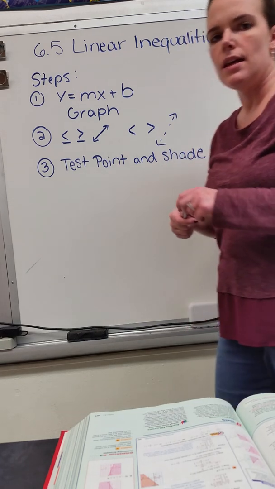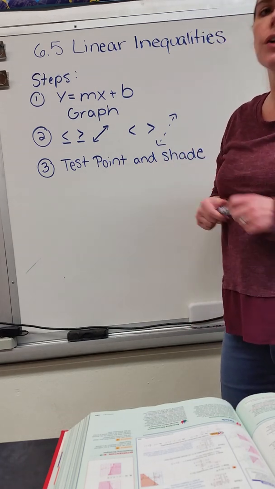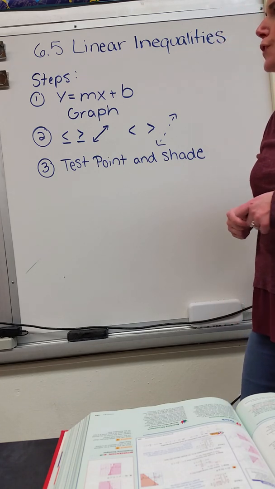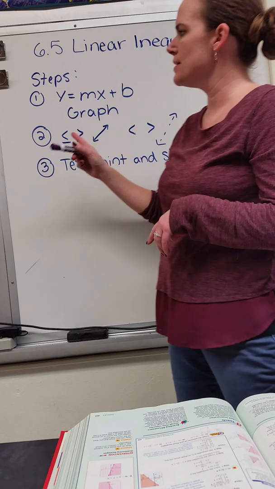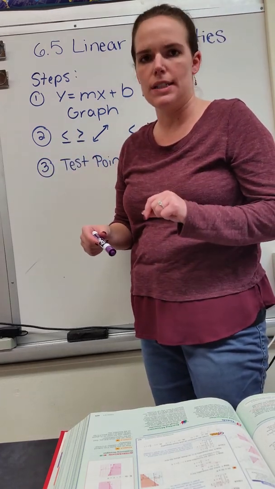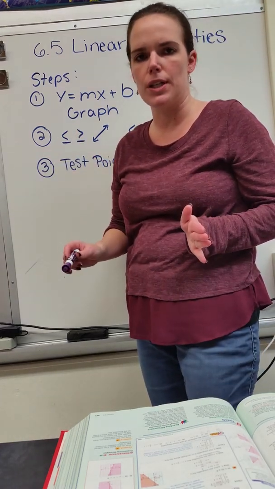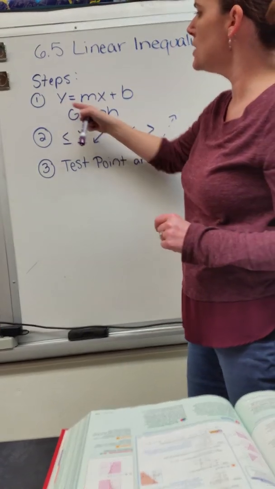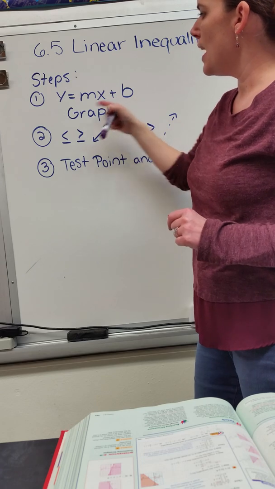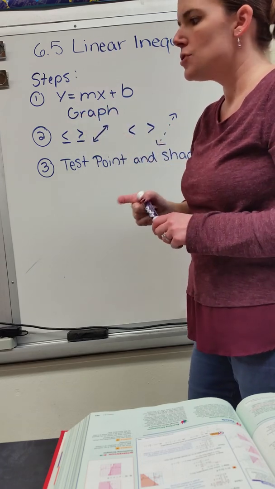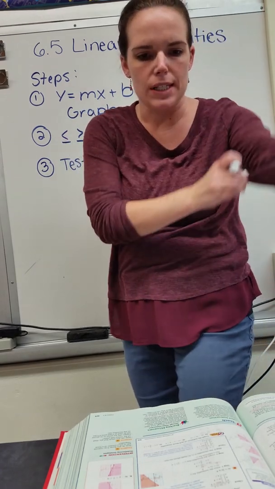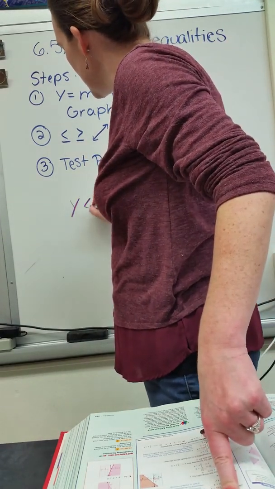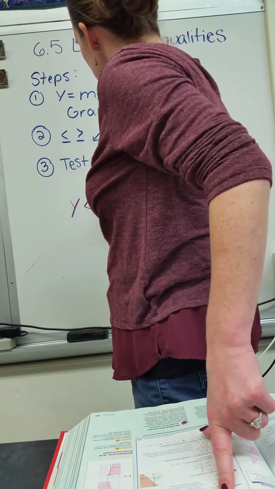Inequalities. And when you are graphing linear inequalities, these are the steps you need to follow. You need to first pretend that instead of an inequality sign, it just has a normal equal sign. And you need to make it look like y equals mx plus b, and then graph it. So I'll do an example as I go through these steps. Say you have something like y is less than 3x plus 4.